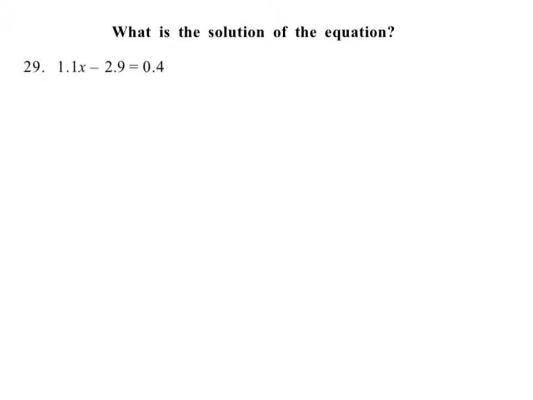One more problem. Okay, same thing here. Maybe I will do this on this one, just what I just talked about, just because, why not? Just to show it to you, okay? 10 parentheses 1.1x minus 2.9, close parentheses, equals 10 parentheses 0.4, close parentheses. Okay, you could approach it this way, or you could just do it as a regular decimal problem. That's fine too.